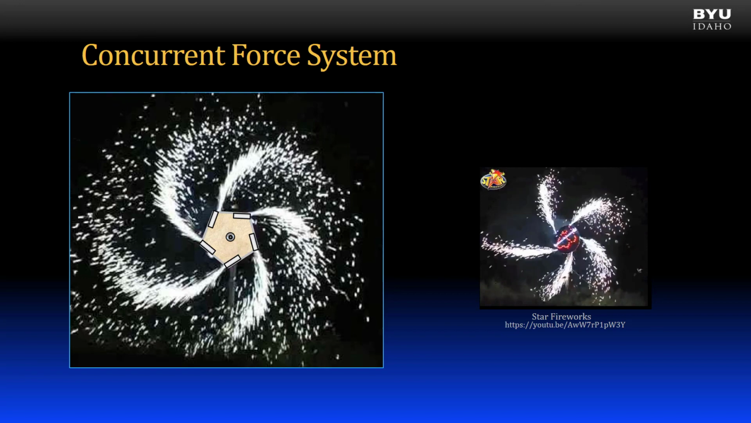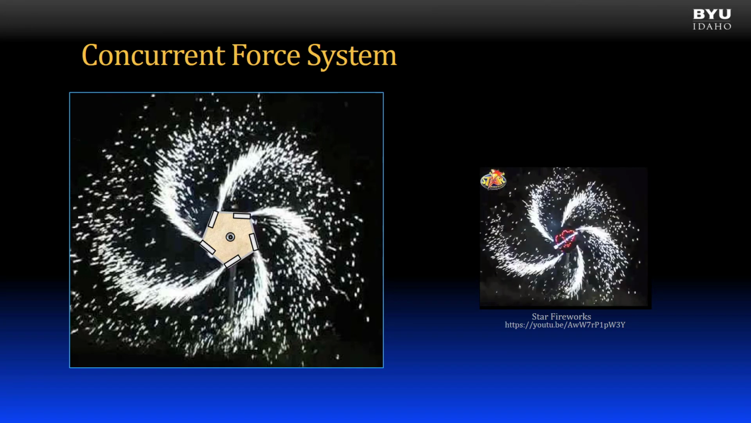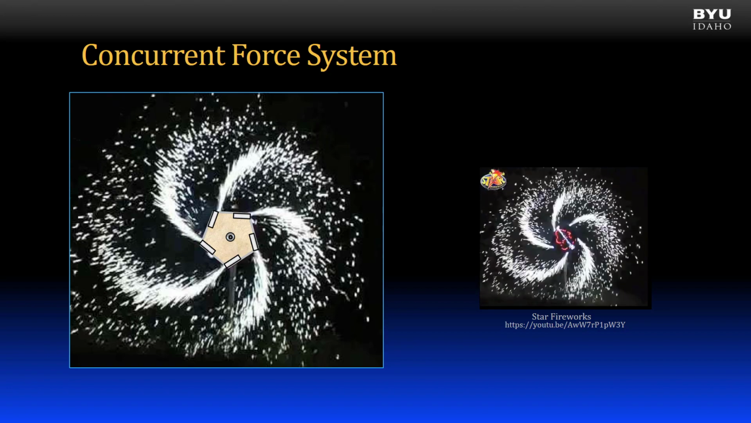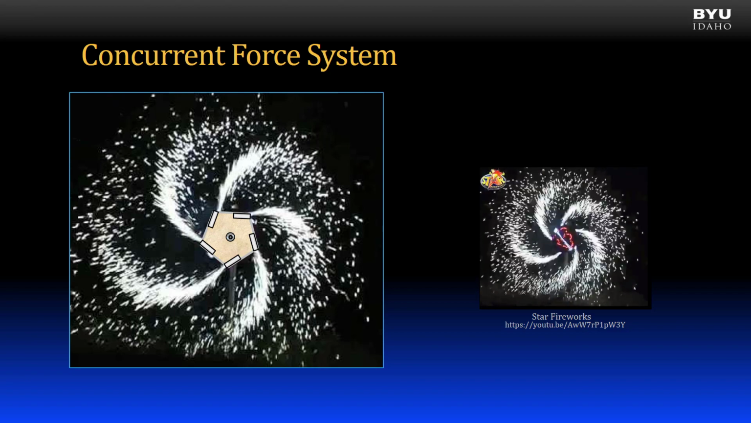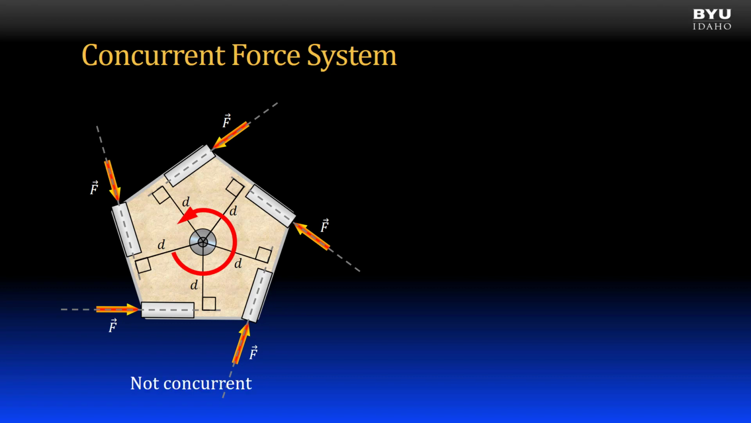Let's first look at concurrent force systems by considering a system that is not concurrent. Have you ever seen this type of rotating wheel firework? This particular example consists of 5 little rocket engines mounted around a central pivot. When ignited, each little rocket engine produces a force. The 5 forces acting at the moment arm distance d from the pivot point result in a moment about the pivot point. Note that the lines of action of each force are not concurrent. In other words, they do not all intersect at a single point.